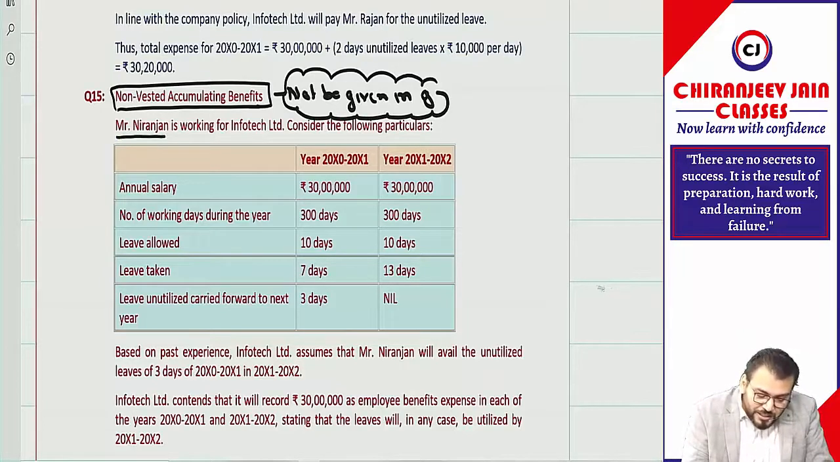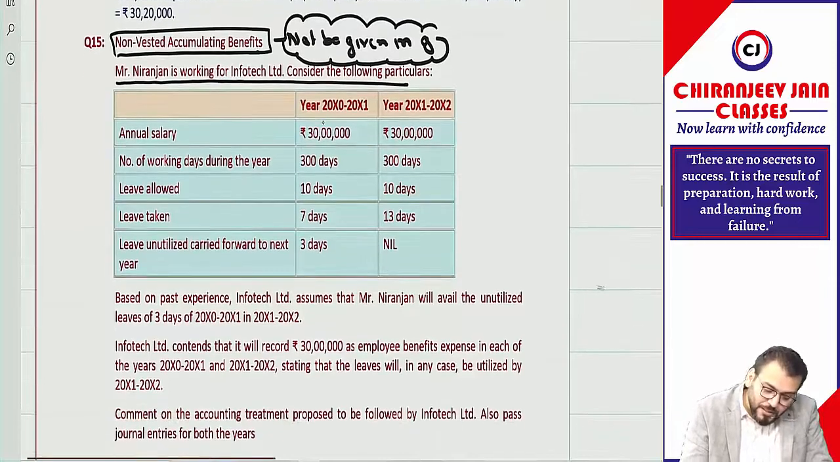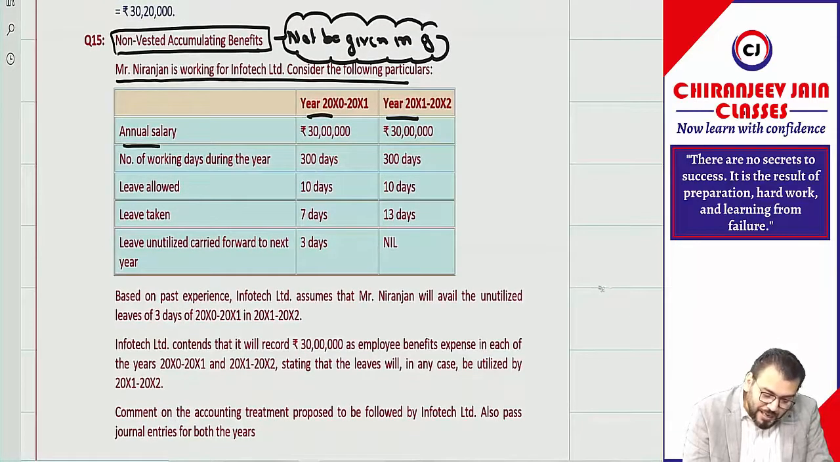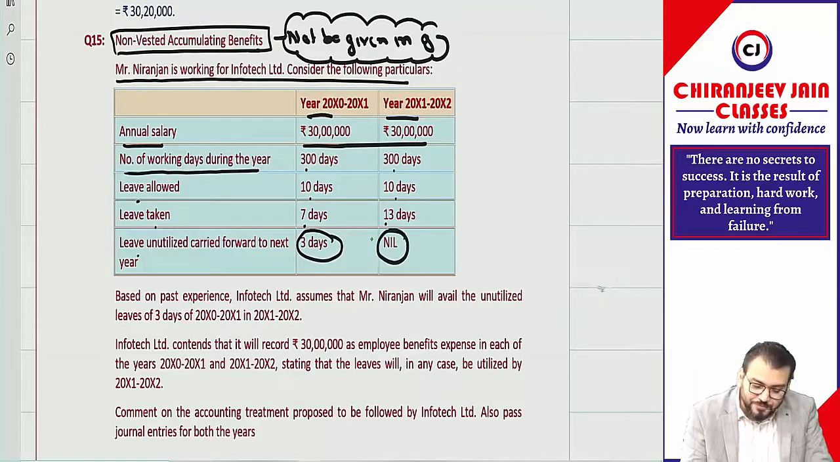Mr. Niranjan is working for Infotech Limited. Consider the following particulars. Annual salary 30 lakh, 30 lakh. Number of working days during the year 300, 300. Leave allowed 10 days, 10 days. Leave taken 7 days, 13 days. Leave unutilized carried forward to next year is 3 days and nil.